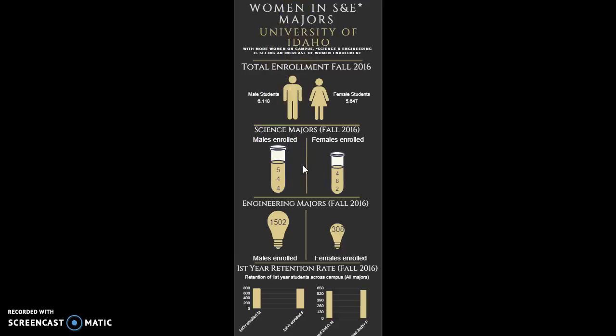The icons are the dominant focal point, which leads to the numbers being red. So you automatically look at the graphic, which takes your eyes to the sub-focal point, which is the number. So here, the males enrolled in science, you look at the test tube, which is pretty big, and there's 544 students. Or for engineering, this light bulb is really big in comparison to this one, so you look at the numbers, which is 1,502 and 308.